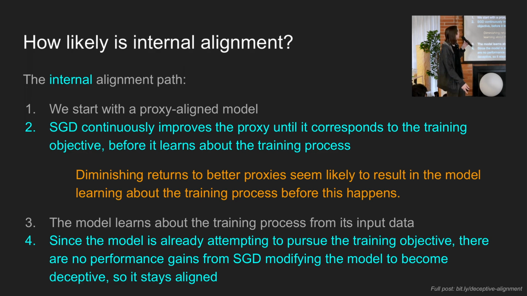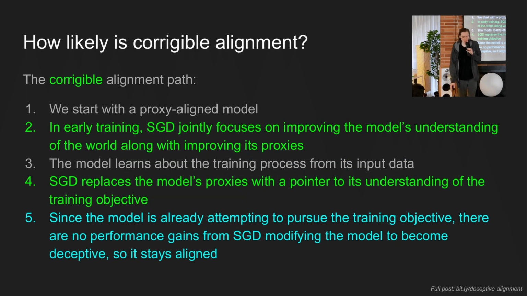Okay, great. So corrigible alignment is the second path. This is the Martin Luther path, and we want to understand how likely the corrigible path is. Again, we're going to start with this proxy aligned model, where it has some proxy, and the proxies aren't really great. But now we're going to accept the argument we were talking about previously: it seems really weird in some cases to get a perfect proxy before you've understood the training process. So what if we imagine these two things are happening jointly? It is jointly improving the model's understanding of the world and improving its proxy.